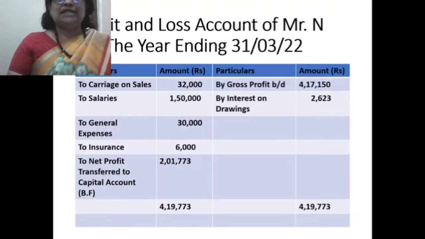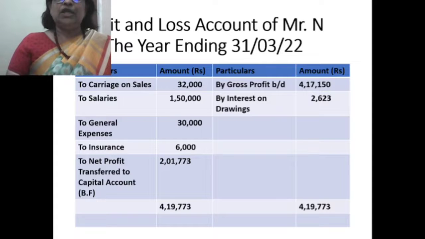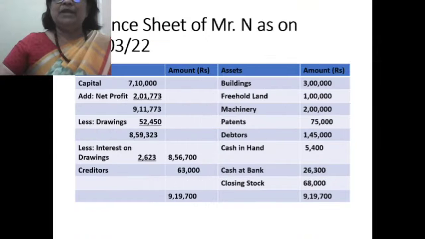To carriage on sales, debit side, 32,000. To salaries 1,50,000. To general expenses 30,000. To insurance 6,000. Here also credit side is higher. When you are balancing, you will get net profit, transferred to capital account. That is the balancing figure, 2,01,773.